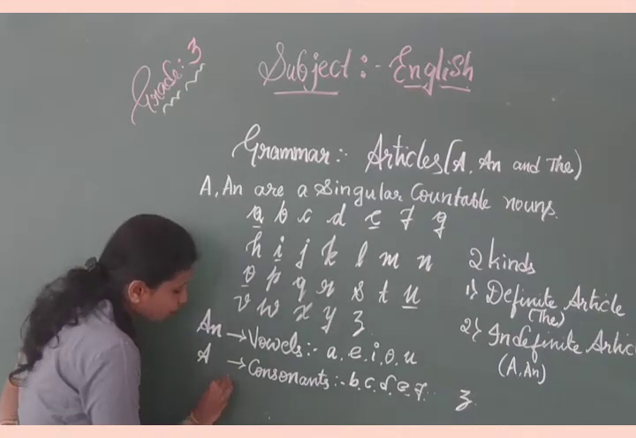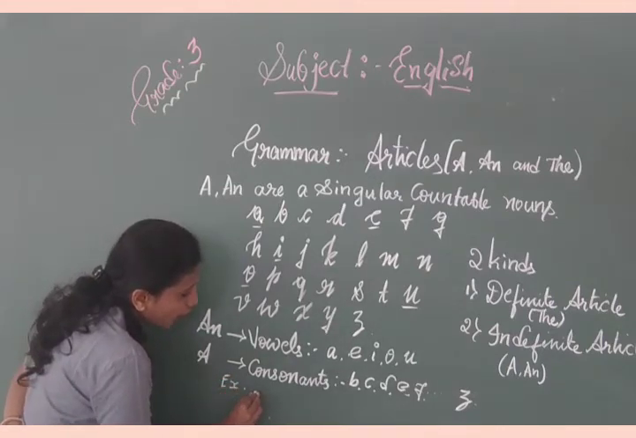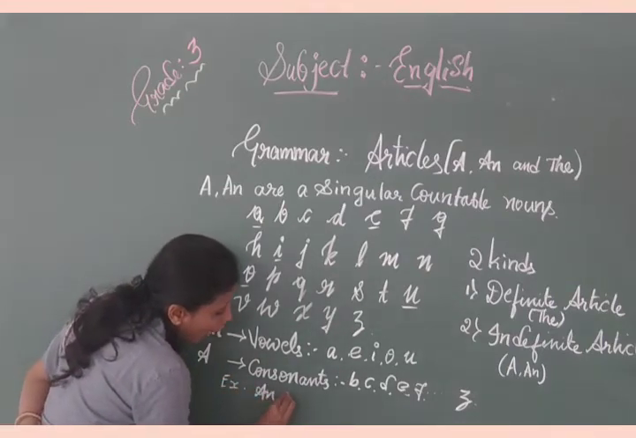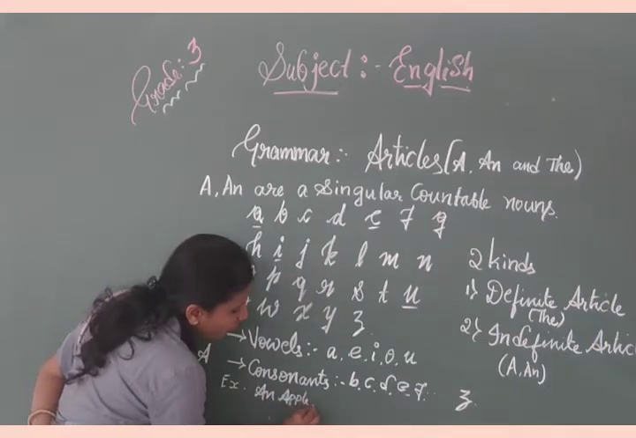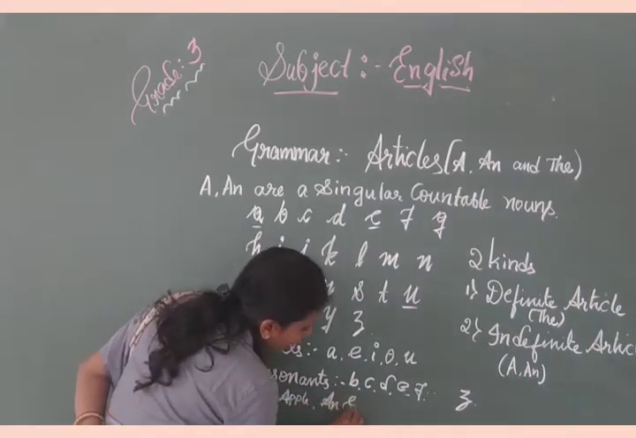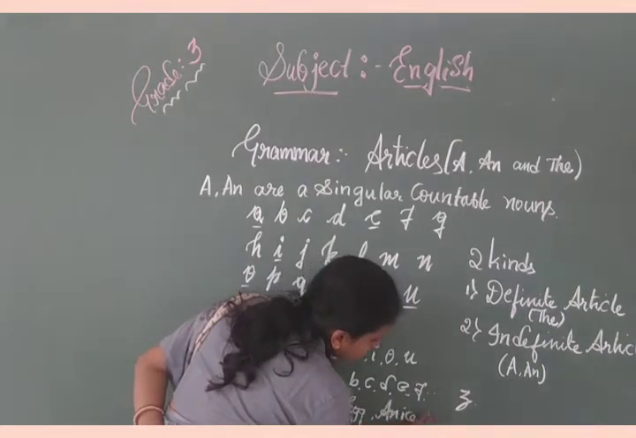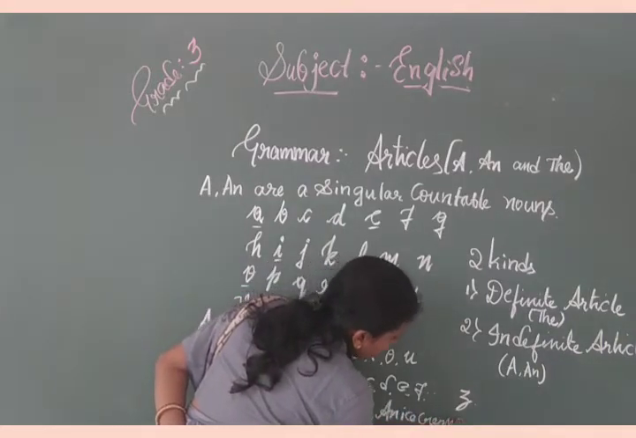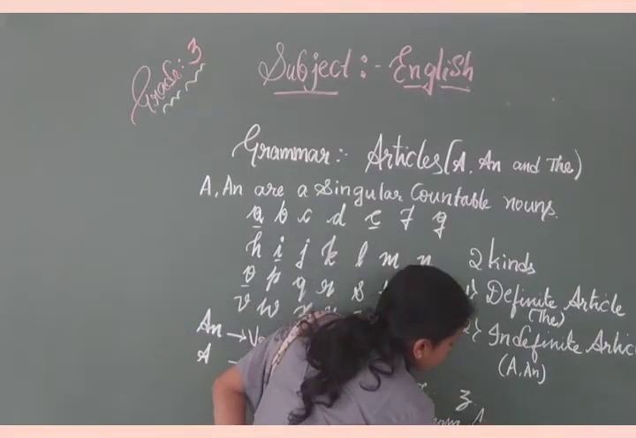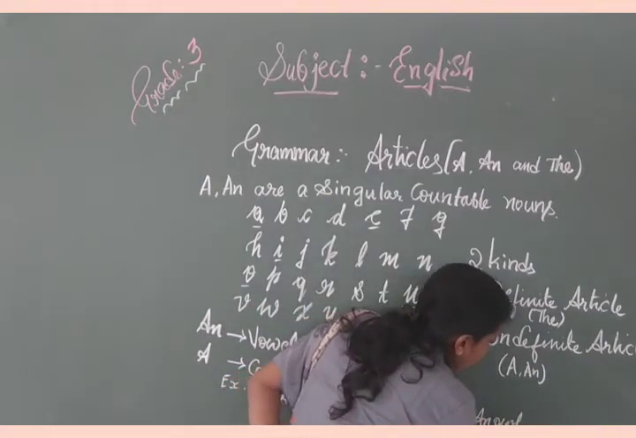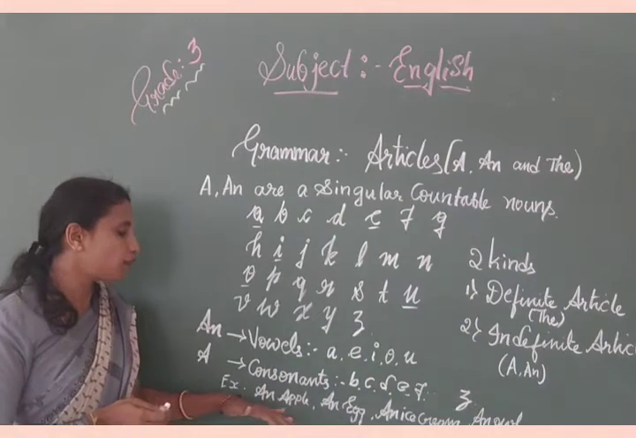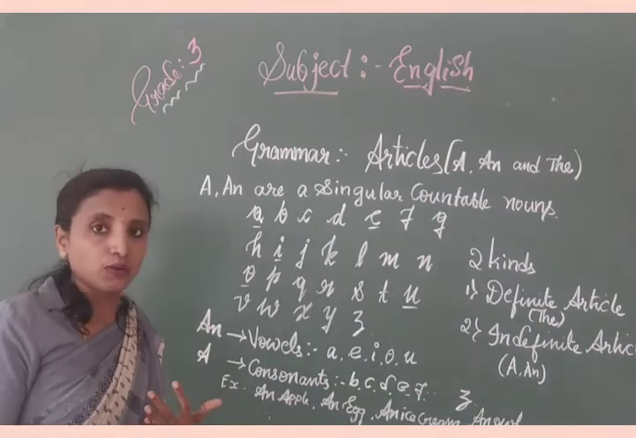Look here. I am writing an apple, an egg. Is it? An ice cream. These are all the examples for vowel sounds.